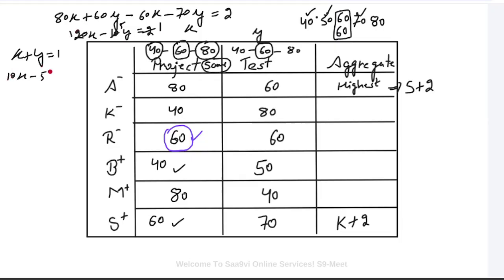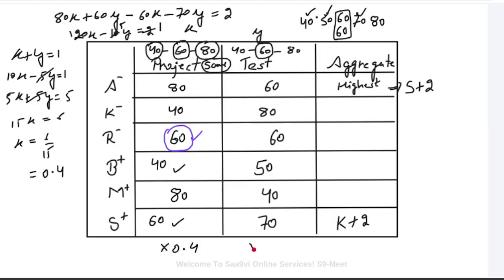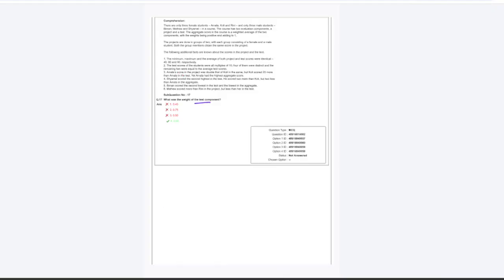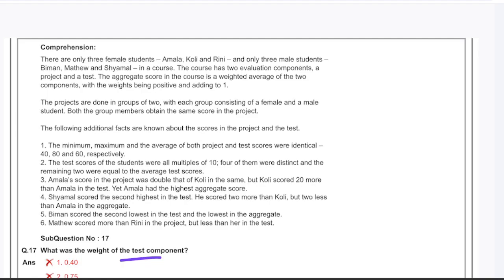So we have two equations here. If I multiply the above equation by 5, I get 5X plus 5Y equal to 5. If we add them up, we get 15X equal to 6. X is equal to 6 by 15, and if I convert that into weightage, X is equal to 0.4. That means the weightage of the project is 0.4, so the remaining 0.6 is for the test. So the question, which is the highest test component weightage, 0.60, is also the right one.